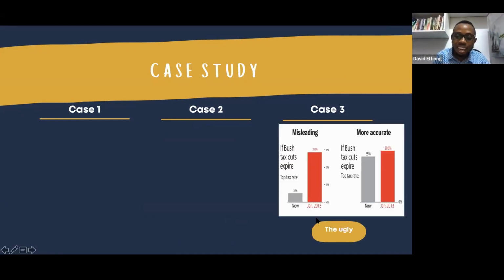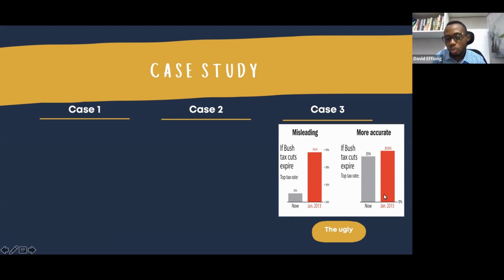Okay, and then we have the last case study, which is the ugly. So I have two charts here. The first chart says misleading, and the second chart says more accurate. If you look at the first chart, it says, if Bush tax cuts expire, top tax rates now is 35%. By January 2013, it's going to be 39.6%. Wow, it's a very large difference. But if you look at the second, more accurate chart, it says, if Bush tax cuts expire, top tax rates now is 35%. January 2013 is 39.6%. The same percentage, but the difference doesn't look so much.